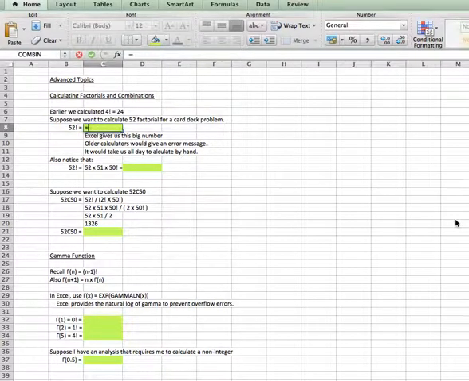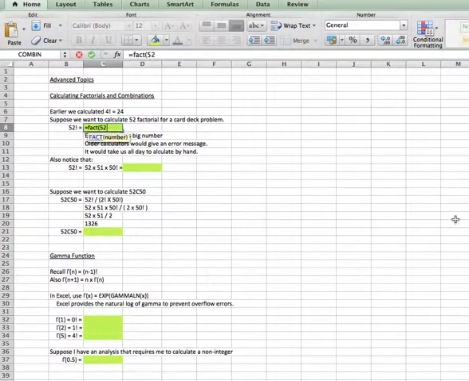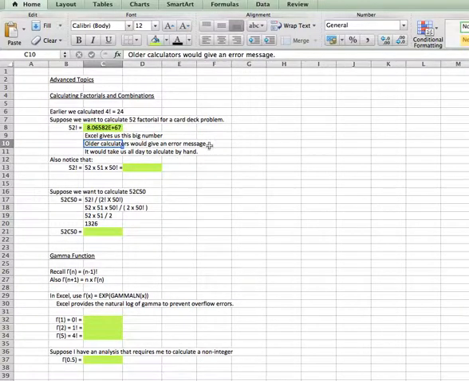52 factorial equals fact of 52. And we see this is a huge number, 8 times 10 to the 67th power. So Excel gives us this big number. If you have an older calculator, it'll probably give you an error message or an overflow message. And we can imagine that if we tried to calculate this by hand, it's going to take a good part of our day.